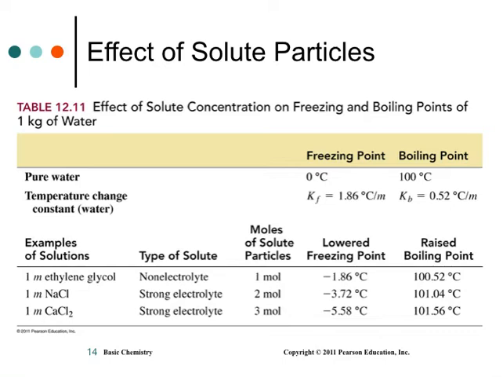If you have a strong electrolyte that breaks apart into 2 particles, then you're going to have not 1 mole of particles in the water, you're going to have 2 moles of particles in the water, which doubles the effect. So it doesn't go down 1.86, it goes down twice that, down to 3.72, and it doesn't go up 0.52, it goes up twice that to 1.04.